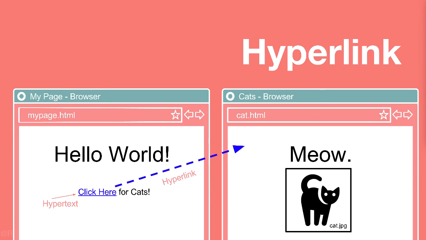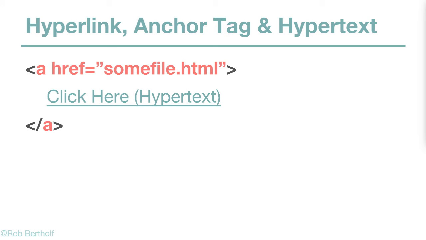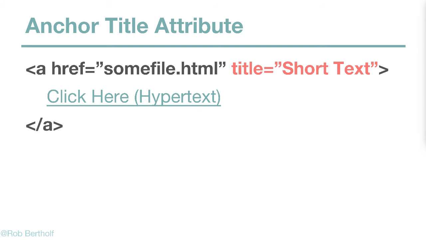Here's an illustration. The action of clicking on a link, or the blue underlined text as it often is, that takes you to another page, is called the hyperlink. The text that we click on is called hypertext. So here's the HTML source, or the code, that creates a hyperlink. Here you can see we use the tag A, or the anchor tag, and then the attribute href, or hypertext reference, which shows where to link to. Here's another example where we add an attribute for a title, which we'll talk more about soon.